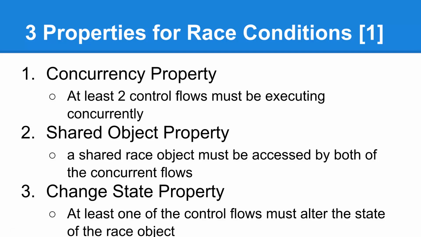These are the three properties necessary for a race condition vulnerability to be present. The first one, obviously, is there must be at least two control flows, either threads or processes, etc., operating concurrently, and there must be a shared object that they are collaborating with or working with, and it must be accessed by both of them while they're executing concurrently. And at least one of these processes or threads must alter the state of that shared object.